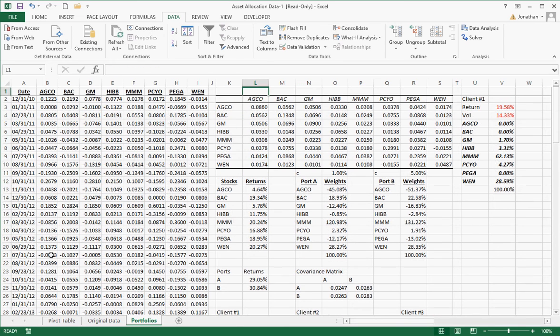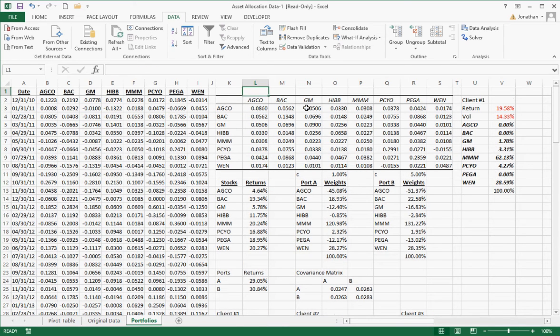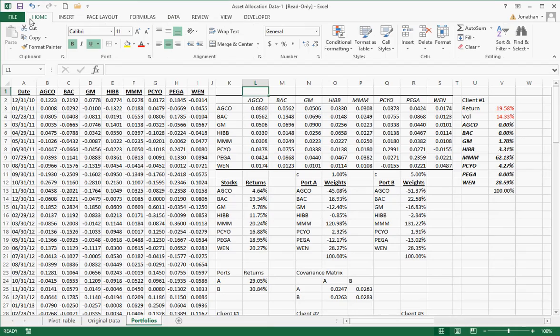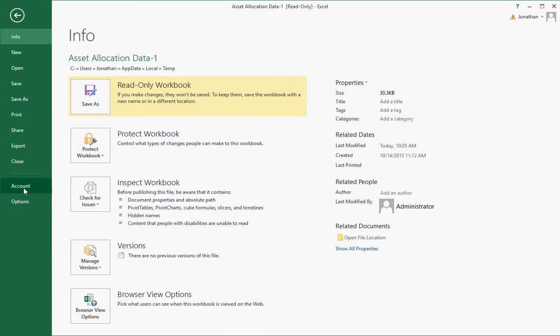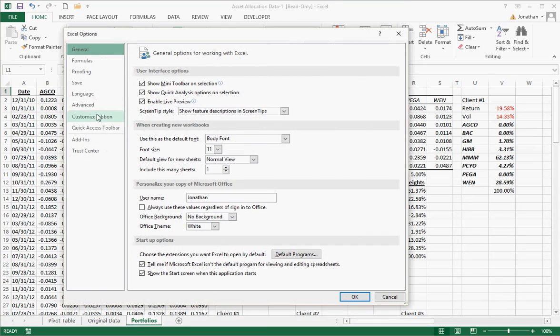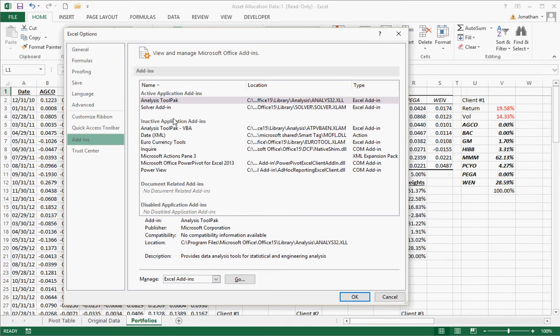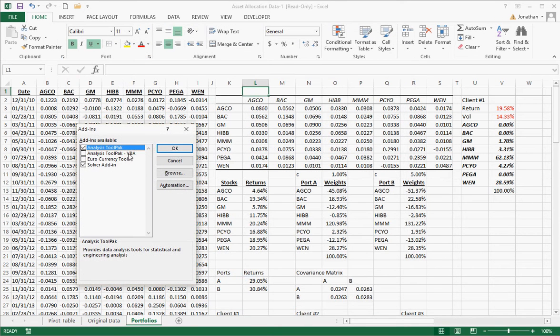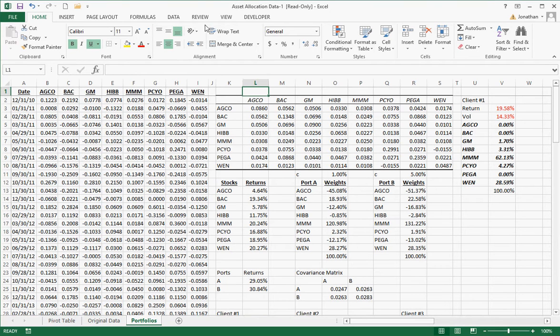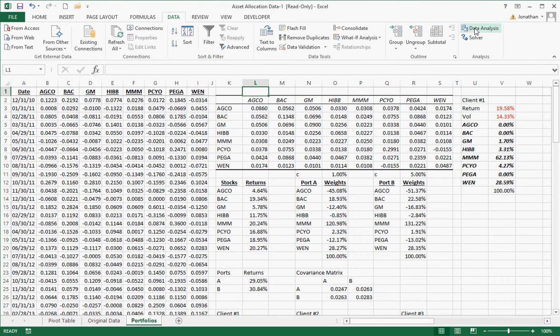I need to have the risk and relationship, so I go to data analysis. If that data analysis is not there, then go to file, options, add-ins, analysis toolpack, click go, and select the solver and analysis toolpack, click OK, and then when you go back to data, this should show up. If it doesn't, close Excel and start over.